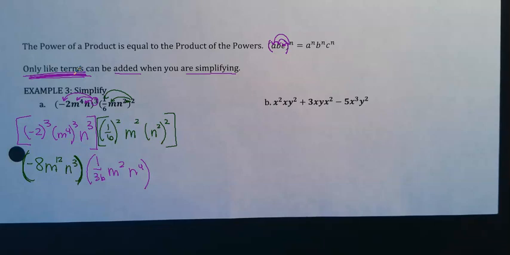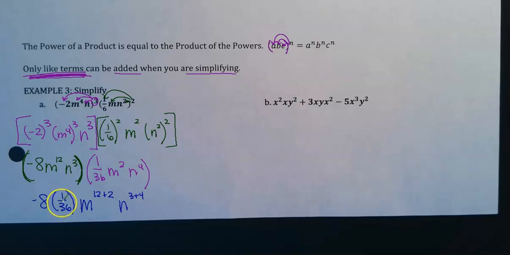In this case, we can pull out the -8 and the 1/36. It's -8 times 1 over 36. Those are like terms. And then we're multiplying the m to the 12th times the m squared. So this is going to be m to the 12th plus 2. And then we have n cubed and n to the fourth. So it's going to be n to the 3 plus 4.